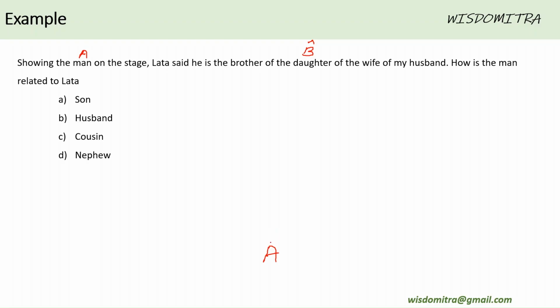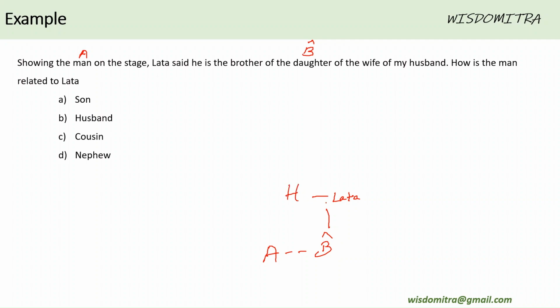Lata said he is brother. That means a dotted line. Brother of daughter. So brother of B, and because she's a lady, I'm putting a cap on her. Daughter of the wife of my husband. So he is the brother of the daughter. Daughter is there, so I'm putting a parental relationship, that is vertical. Wife of my husband is nothing but myself. That means Lata is talking about her own husband.